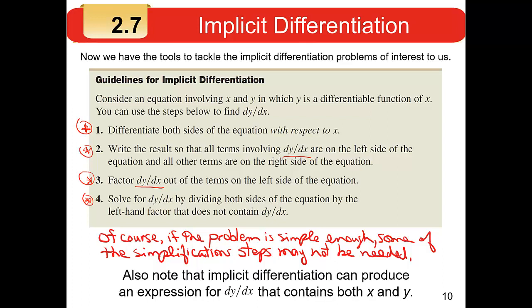I'll also say that it is possible with an implicit differentiation problem, when you end up solving for dy over dx, that you could have both x's and y's on the other side of the dy over dx. Typically when you've done derivatives in the past, you had dy over dx on the left and you just had a bunch of x's on the right. But when you're doing implicit differentiation, it's not unusual at all, once you solve for dy over dx, to have both x's and y's in that expression.